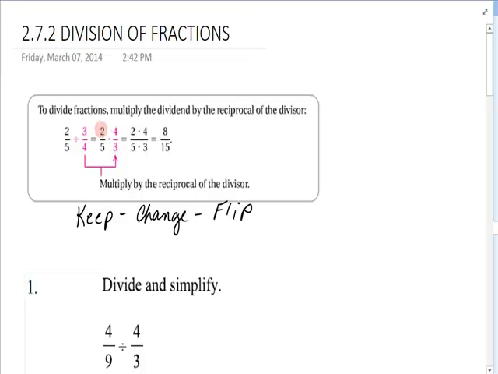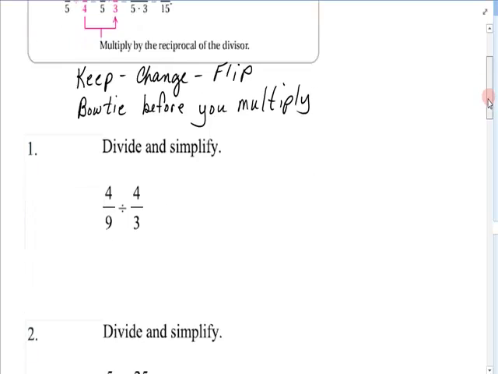Then you can check and see if you can reduce on the diagonals or up and down, in other words, bow tie, and then go ahead and multiply. So once you've done keep, change, flip, you want to bow tie before you multiply. Those are kind of silly sentences, but they will help you with your division.